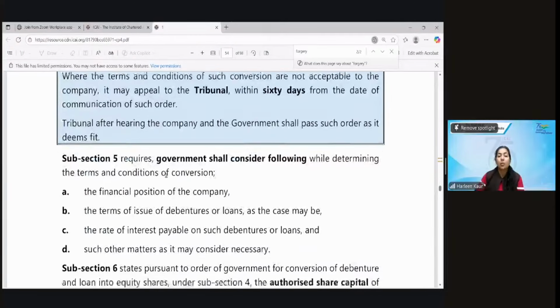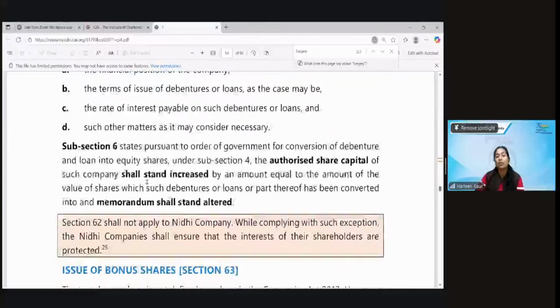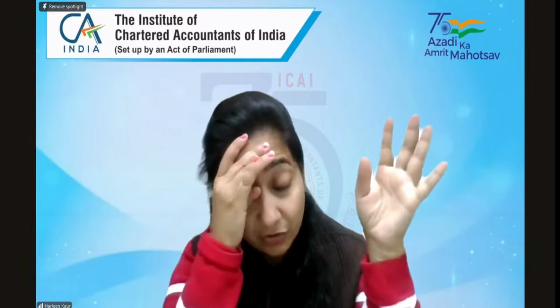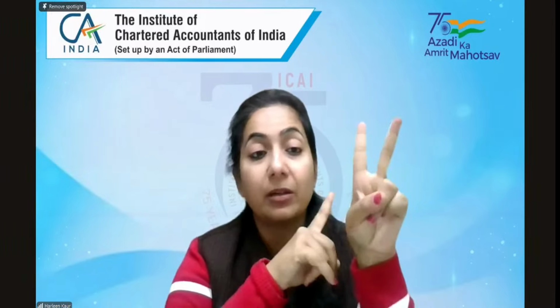Government will consider the following points: the terms of the issue, rate of interest and financial position of the company. And if the government has converted the debentures, an MCQ question will come: what capital has been increased, subscribed share capital, paid up share capital or the authorized share capital? Does it need any alteration of memorandum? Tell me. If government has compulsorily converted the debentures or loans into the shares, what capital has been increased? Authorized share capital, subscribed share capital, or paid up share capital? And does it need the alteration of memorandum?